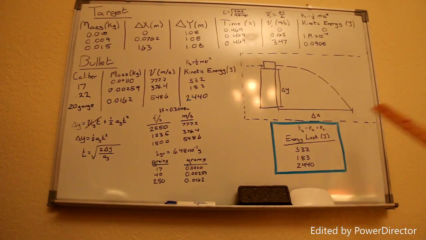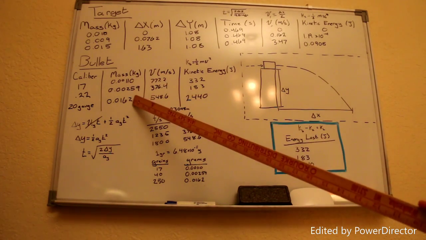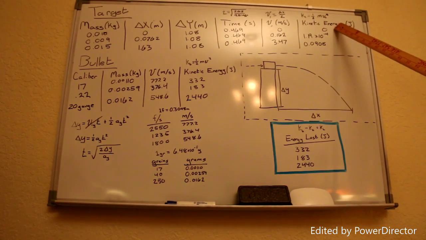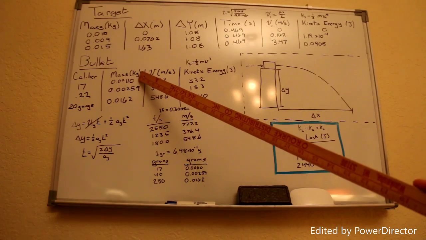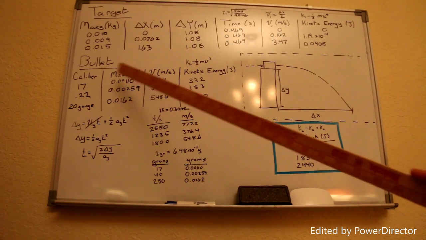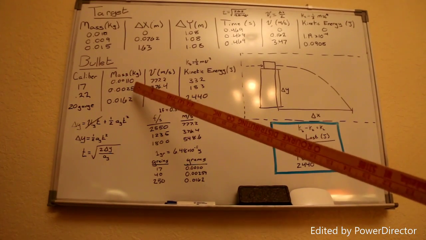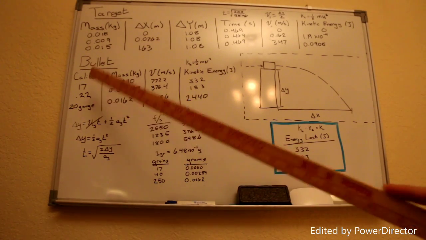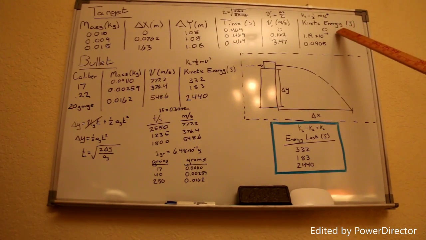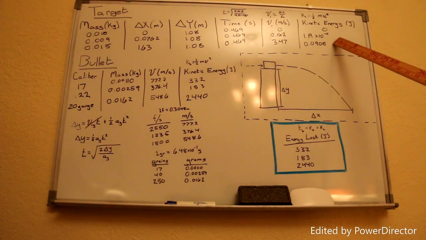However, we did notice that with an increase in mass of our projectile, there was an increase in energy in the target. Increasing our mass from 0.0011 kilograms with the 17 HMR to 0.0162 kilograms with our 20 gauge, there was an increase in energy of our target from 0 joules to almost 1/10 of a joule of energy.